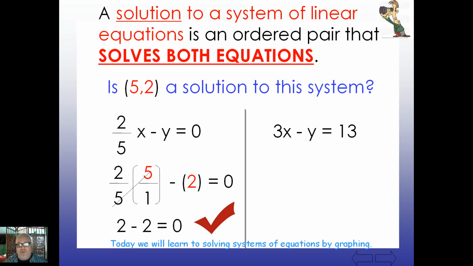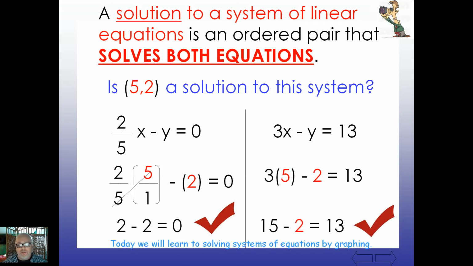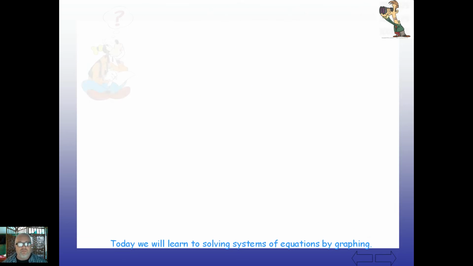What about the right one though? Let's take a look at this one. Plug in a 5 for x and a 2 for y. 3 times 5 minus 2, does that equal 13? Well, 15 minus 2 is indeed 13. It works for both, therefore it is a solution, not just to one equation and not just to the other, but in this case to the system of equations. Okay, so that's a solution. (5, 2) is a solution.